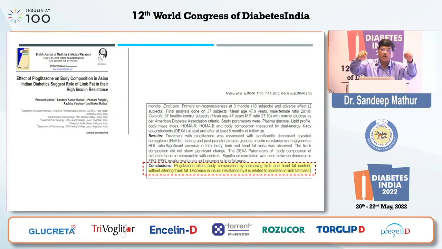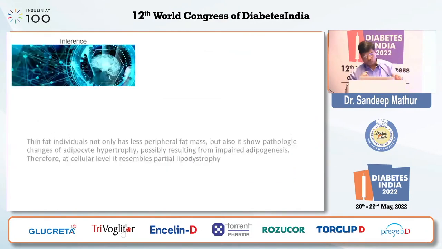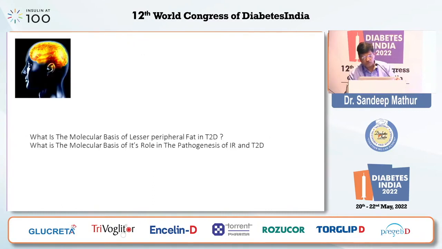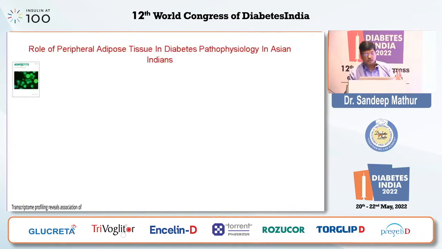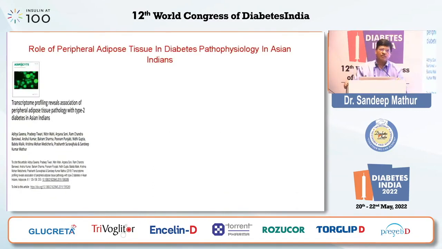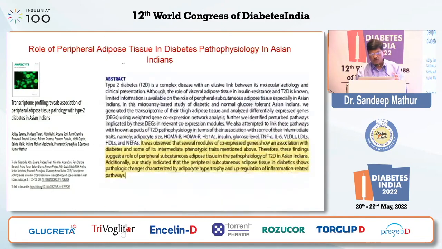And I will now prove it with multiomics, as you told me last time. But you are very right, I should also have a good lifestyle intervention in that case to prove that concept. Now, what is the molecular basis of this? We are the first in the world literature to report transcriptomics of peripheral adipose tissue, and we find that peripheral fat is pathologic in diabetics in terms of adipocyte hypertrophy and inflammation.